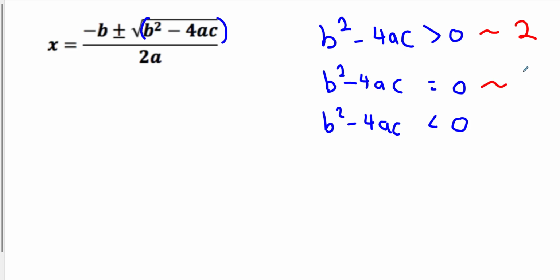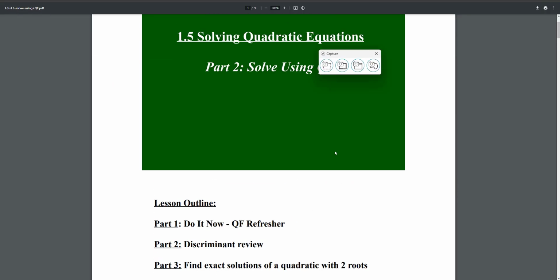is equal to 0, that is an example of one x-intercept. And if the discriminant is less than 0, that is an example of no x-intercepts, or 0 x-intercepts. So remember how there were 3 scenarios? So that's why there are 3 situations here.